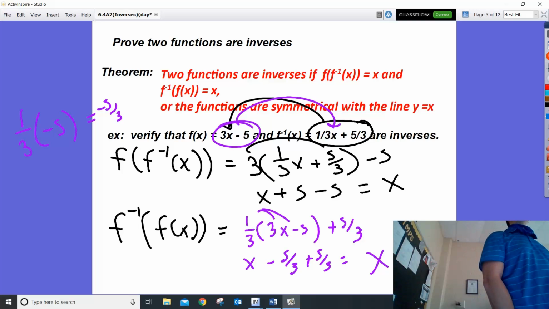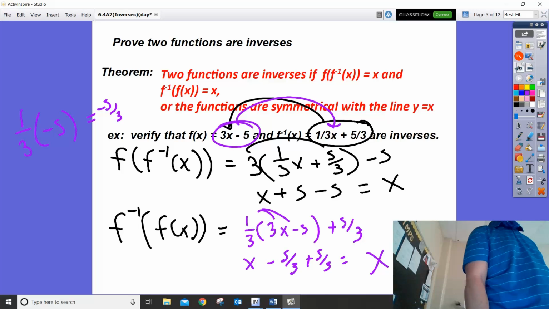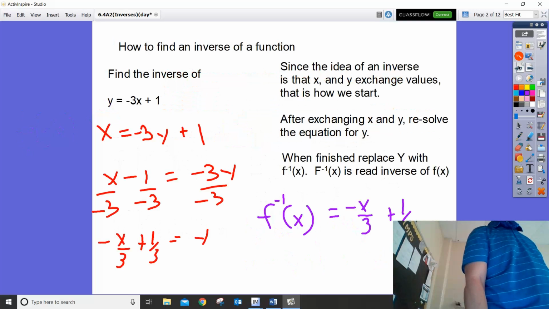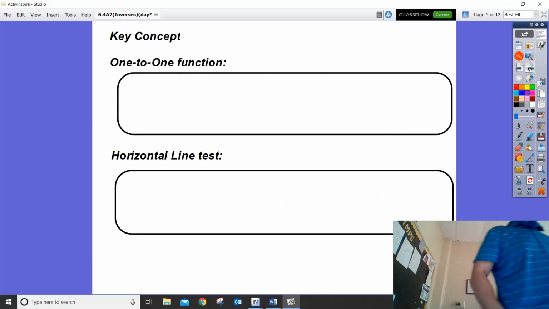So that's an easy skill. If you ever have to know that, I'll tell you what to do, because you probably won't ever remember it. Let's see, we did that, we did that. So here we are. Concept, a one-to-one function.